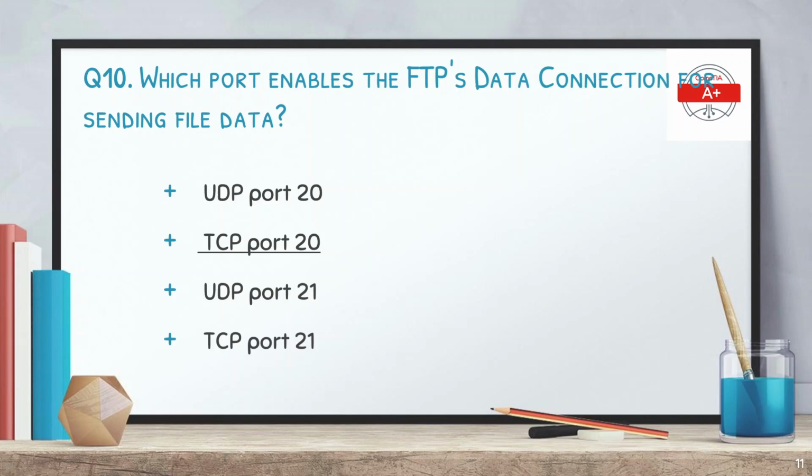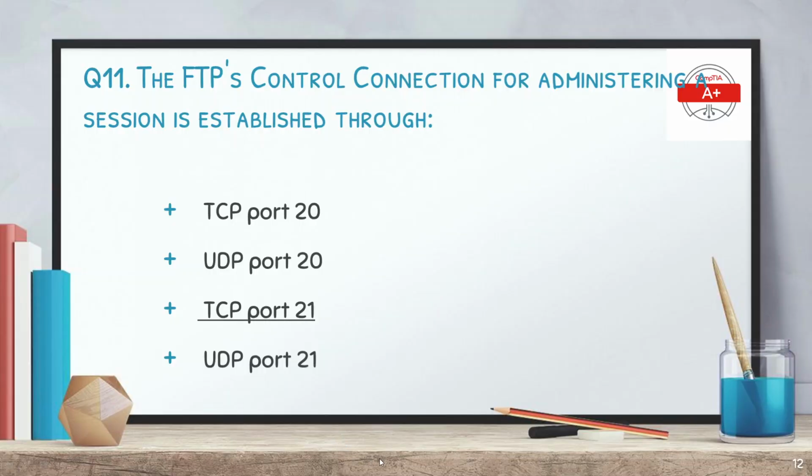TCP port 20 is used for data transmission using the FTP protocol. Just a tip: since when we transfer data we need a reliable connection, we don't want our data to be lost, here we have to use TCP protocol. We cannot use UDP because UDP is an unreliable protocol and it cannot be used in data transfer.